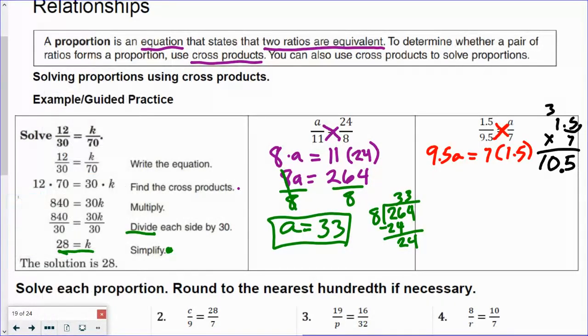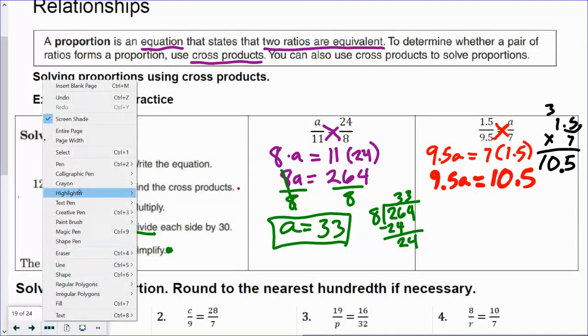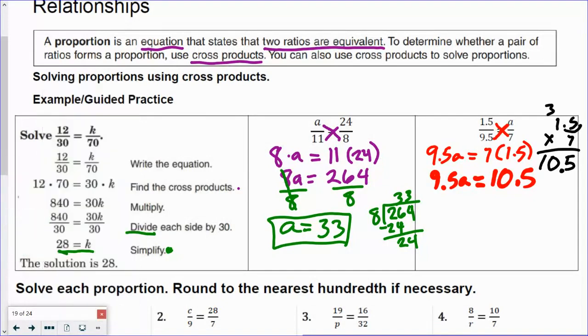Ooh, let's go with the curvy line. So 9.5 A equals my 10.5. I don't think I have enough room to stay curvy. Okay, so now we're going to divide by your 9.5, 1 to cancel.